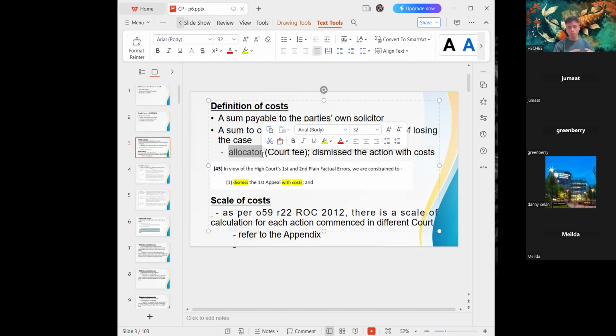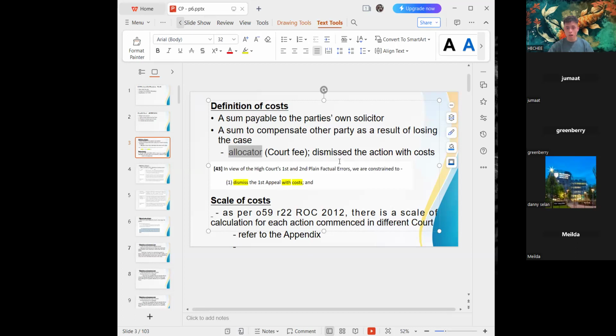The allocator is a court fee. I'm pretty sure that every one of you already knows how to draft a statement of claim, so in your statement of claim you will be itemizing special damages, general damages, interest, any other cost that this honorable court deems fit and proper to grant. The last relief is the money that you have to pay to the court, that is the so-called allocator.